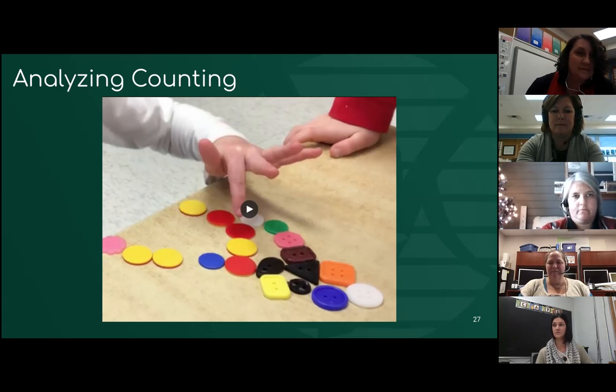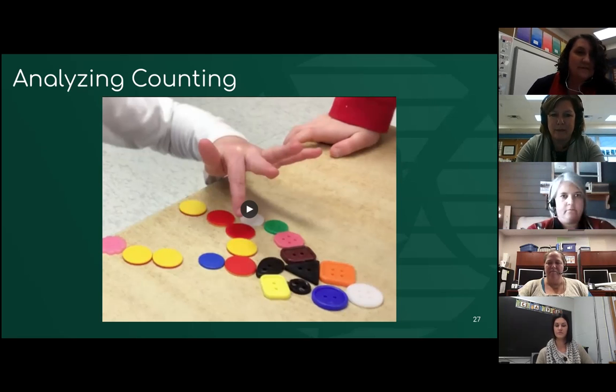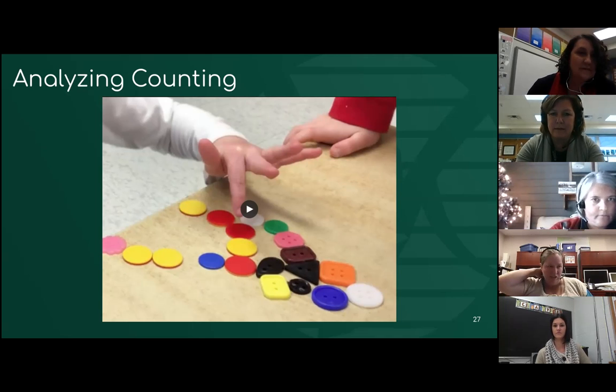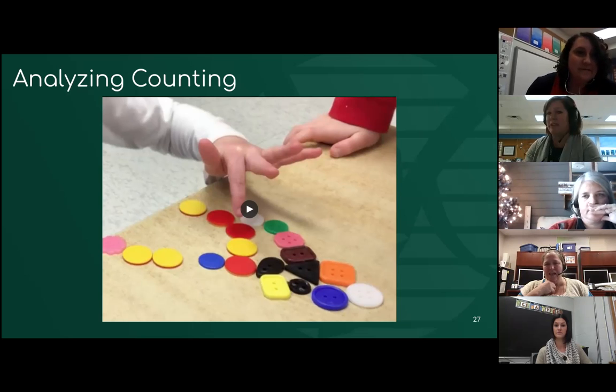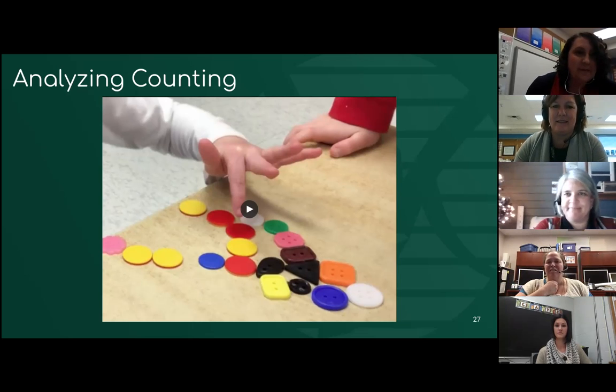So LM brings up the idea of cardinality, which is understanding that the last number they say represents all the objects in the group. How many are there? Not just the last one that they touch. So she's showing at least that that's the pattern she knows, that the total amount in the set is that last number she said. She remembered the last number she said.